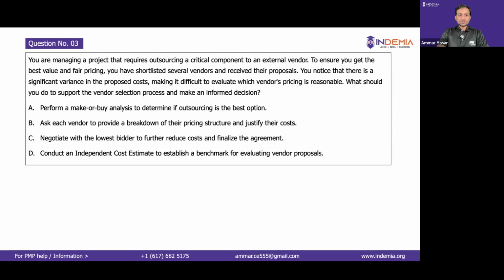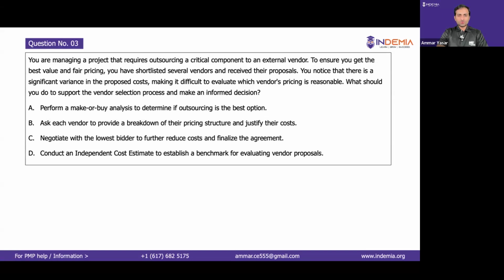Option B, ask each vendor to provide a breakdown for their pricing structure and justify their cost. Not a bad choice. You can ask all the vendors to provide you all the details, and then you can come up with the right price for your project. So let's park it. Option C, negotiate with the lowest bidder to further reduce cost and finalize the agreement.